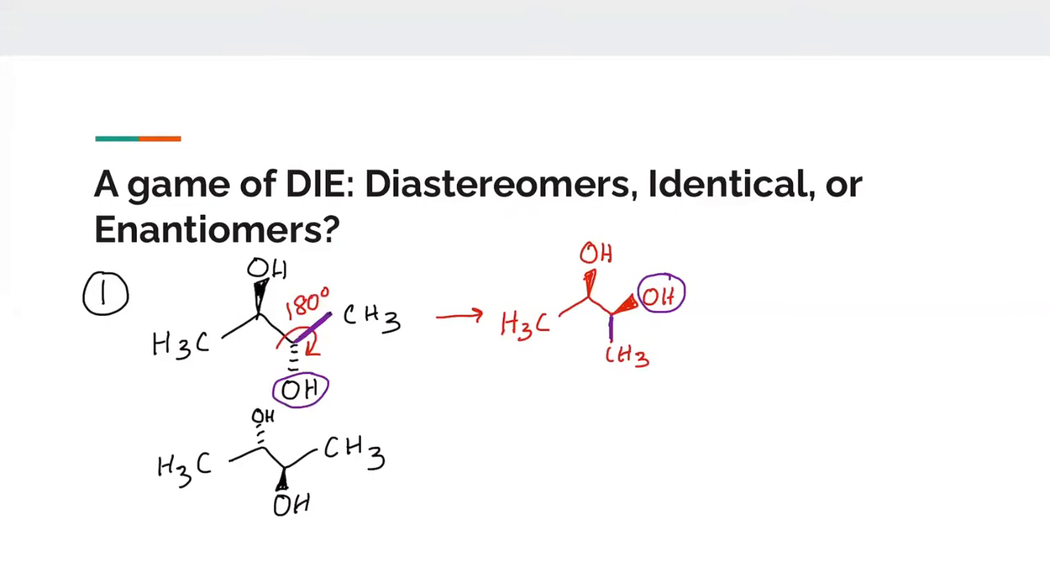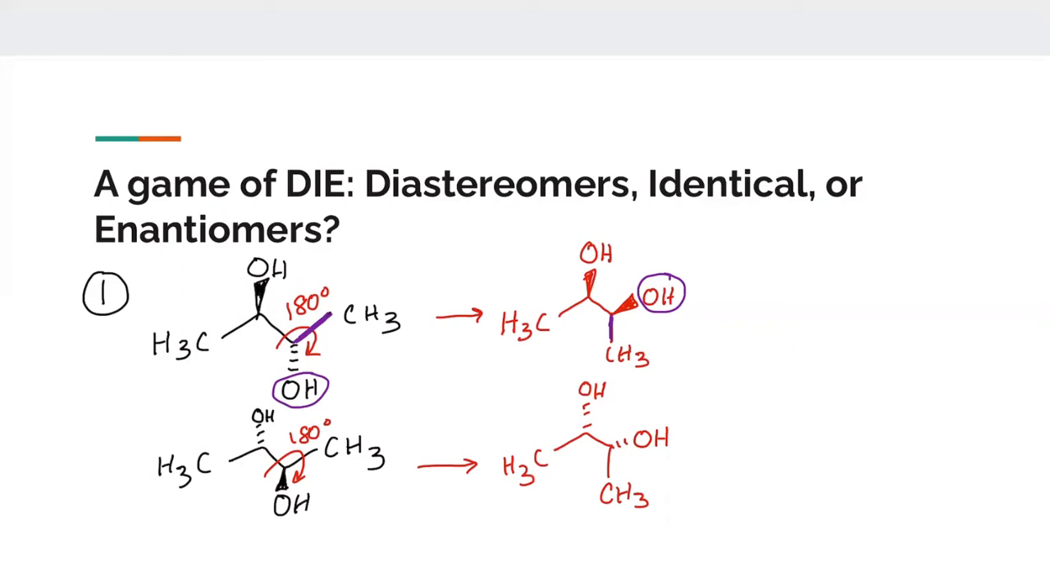And now let's do the same for the other molecule. If we rotate right here 180 degrees, we'll get this molecule right here. So now it might be easier for you to tell if these molecules are enantiomers, diastereomers, or identical.